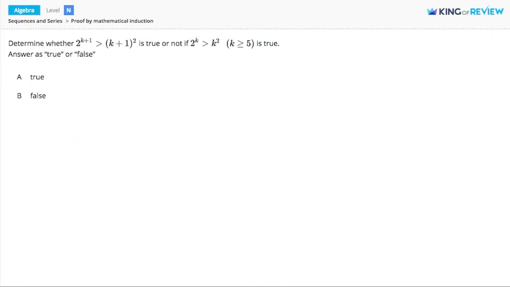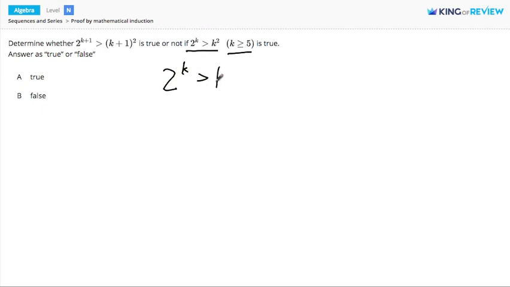Here we're told that 2 to the k is greater than k squared for some k greater than or equal to 5, and we're asked to use that to prove if 2 to the k plus 1 is also greater than k plus 1 squared, so essentially plugging in k plus 1 everywhere we have k in the initial equation. Well, let's start with that initial equation, or inequality, I should say.